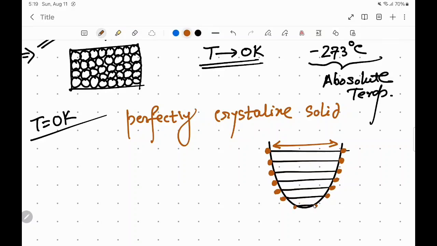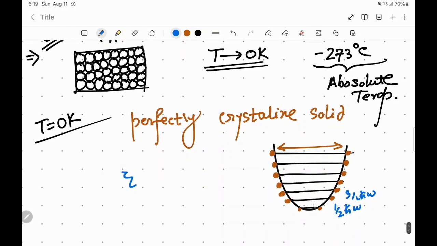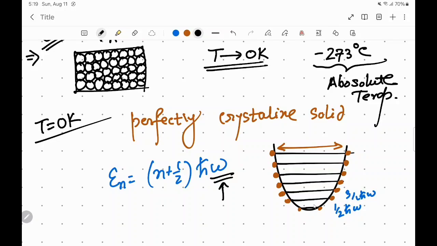This is the zero point energy. If you remember, for the energy levels, this is half h cross omega, this is 3 by 2 h cross omega, after that 5 by 2, 7 by 2, and so on. For any energy level, E_n will be (n plus half) h cross omega. This is the general formula. But for every energy level, whether E1, E2, E0, anything, the omega is the same. Omega is not changing. Omega means the angular frequency. Frequency means number of vibrations per second.